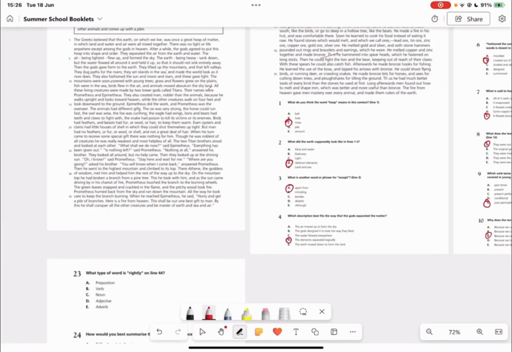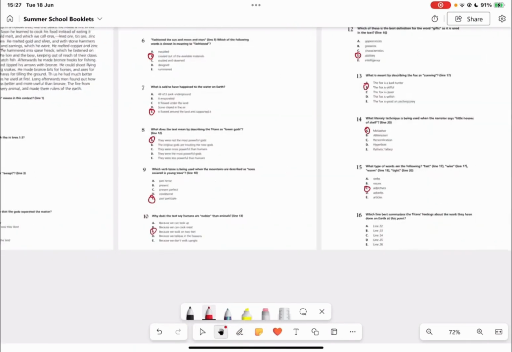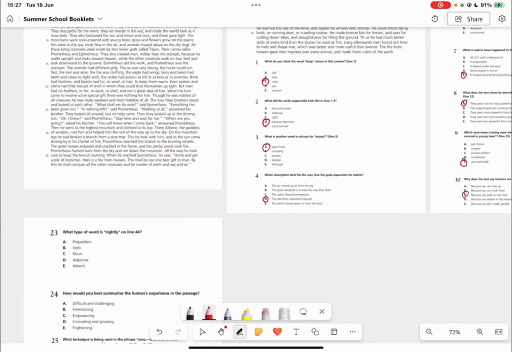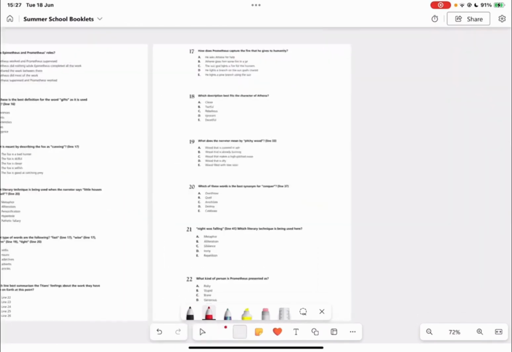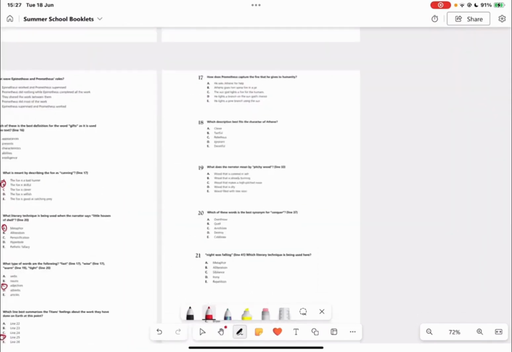So we can see, okay, let's just check back. It seems like 25. Yeah, 25. Okay, so question 17 next. How does Prometheus capture the fire that he gives to humanity? So question 17 will be D, because he lights the branch on the sun god's chariot.